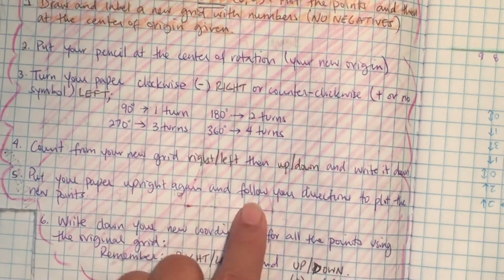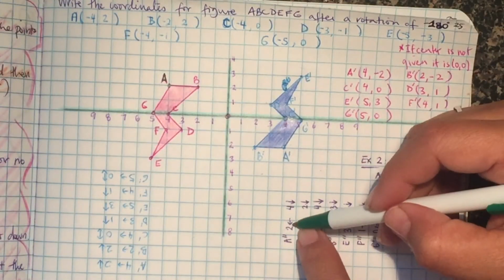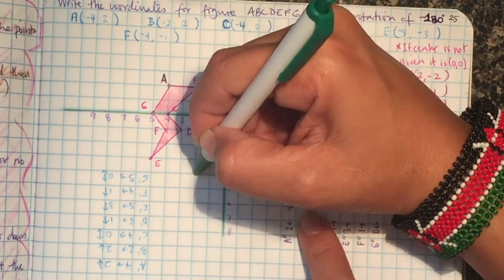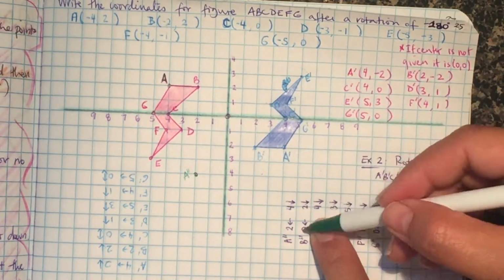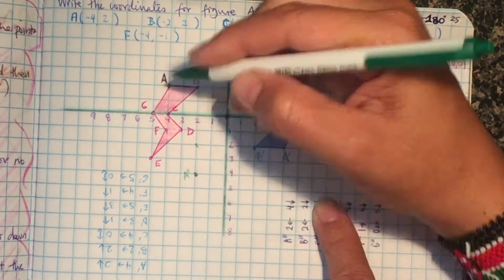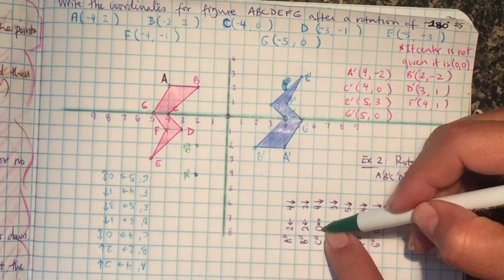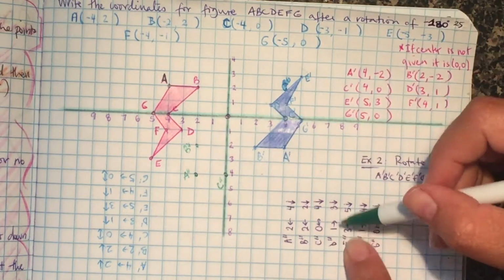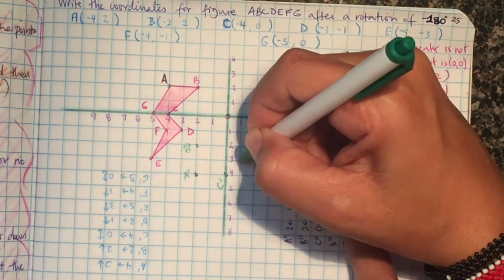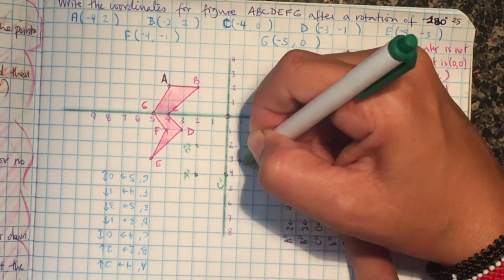Then it says put your paper upright again, follow the directions and plot your new one. So we're going 2 left, 4 down, that's going to be A double prime. 2 left and 2 down, that's double prime B. 0 and 4 down, C double prime. 1 right and 3 down, that's D double prime.